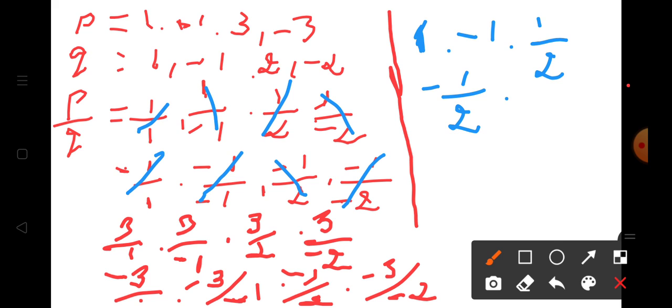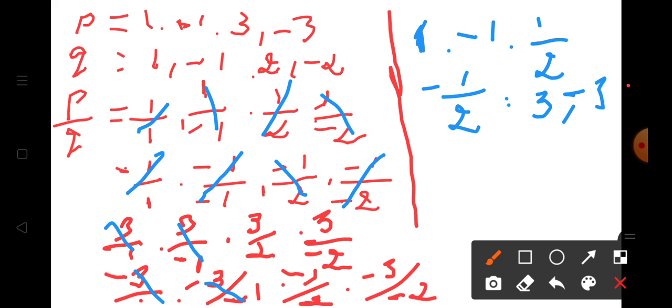Next 3 by 1. This is equal to 3. 3 by 1 is equal to 3. Here also, next, 3 by 1, minus 3 by minus 1. This is also equal to 3. Okay. Next 3 by minus 1. This is equal to minus 3. Here also minus 3 by 1. So we write only minus 3.